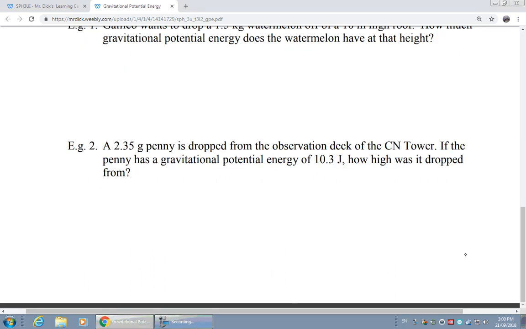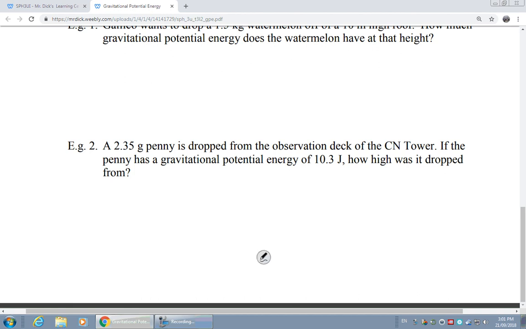Of course, we also have to keep in mind that this formula can be useful in situations where we might already know something about the energy involved, but we're trying to find out some other variable. So in this case, let's say we know that a penny has a mass of 2.35 grams, and it's dropped from the observation deck of the CN Tower. This one I'm definitely going to tell you, please do not try on your own. But let's pretend that we did this, and we drop it from the observation deck. We know through other observations or other experiments that its GPE, its gravitational potential energy, is 10.3 joules. We want to know how high it was dropped from. So what really is the height of that observation deck that it's being dropped from?